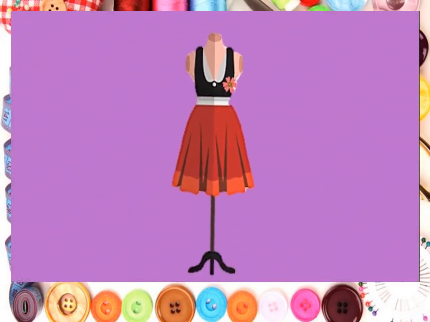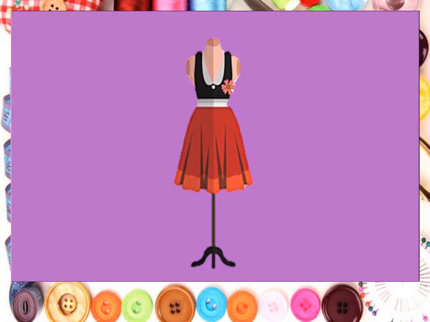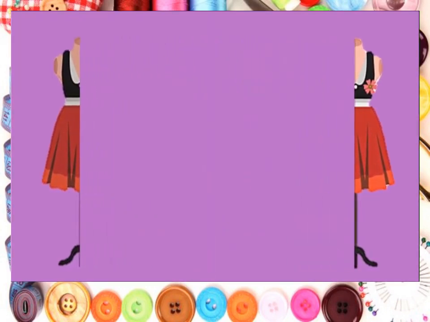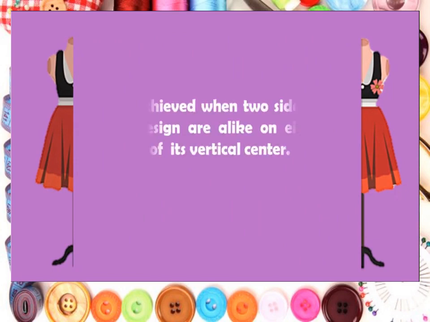The first type is formal balance or symmetrical balance. The outfit is symmetrical if you were to divide it right down the middle and both sides are exactly the same. Symmetrical is achieved when two sides of a design are alike on either side of its vertical center. Balance in the use of color is essential for a pleasing effect.